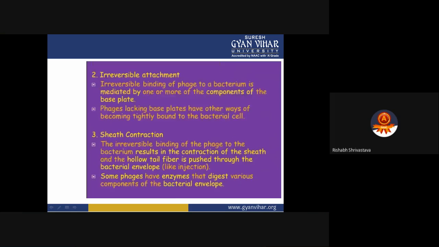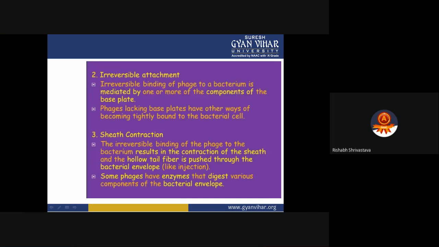Irreversible attachment. The irreversible binding of phage to the bacterium is mediated by one or more of the components of the base plate. Phages lacking base plates have other ways of becoming tightly bound to the bacterial cell.